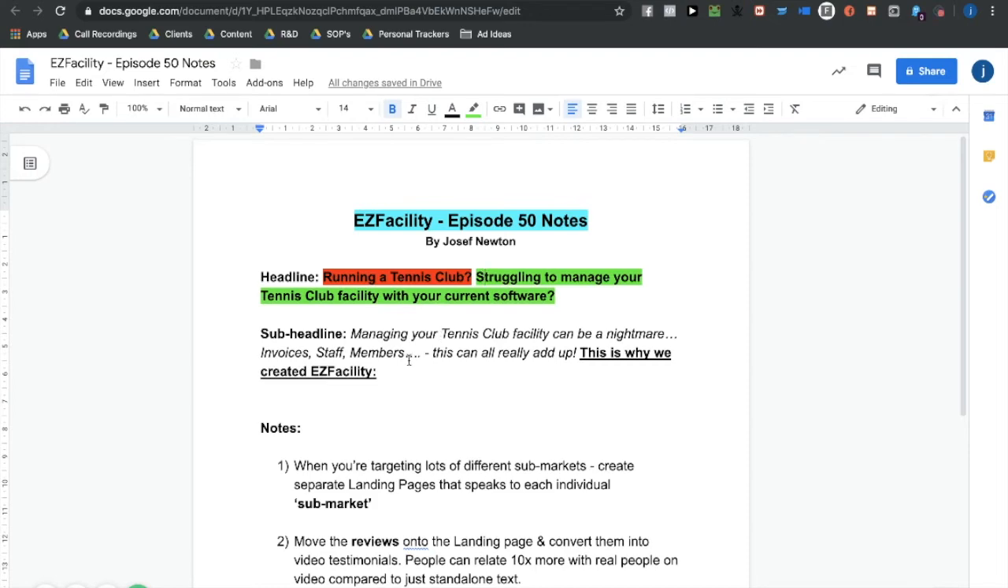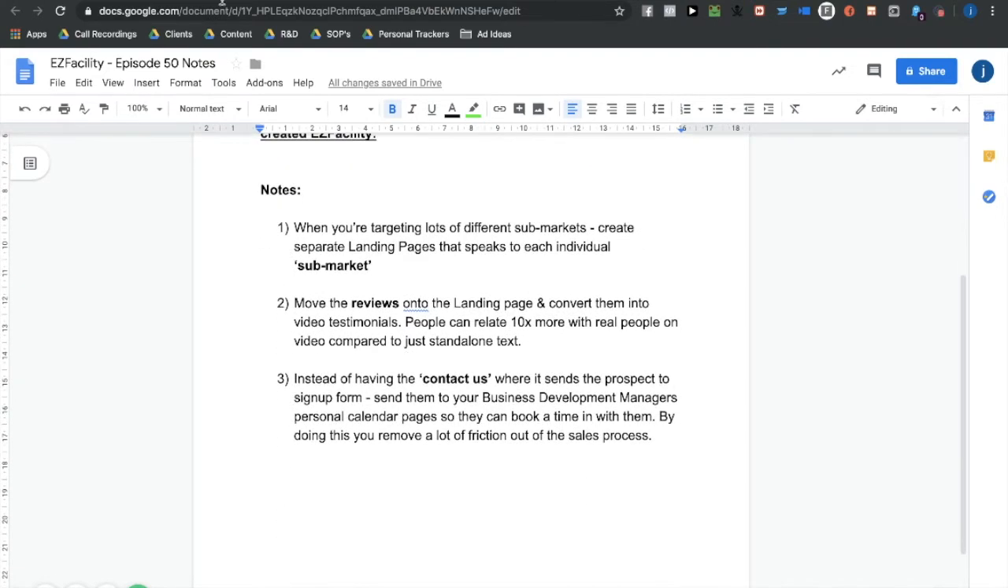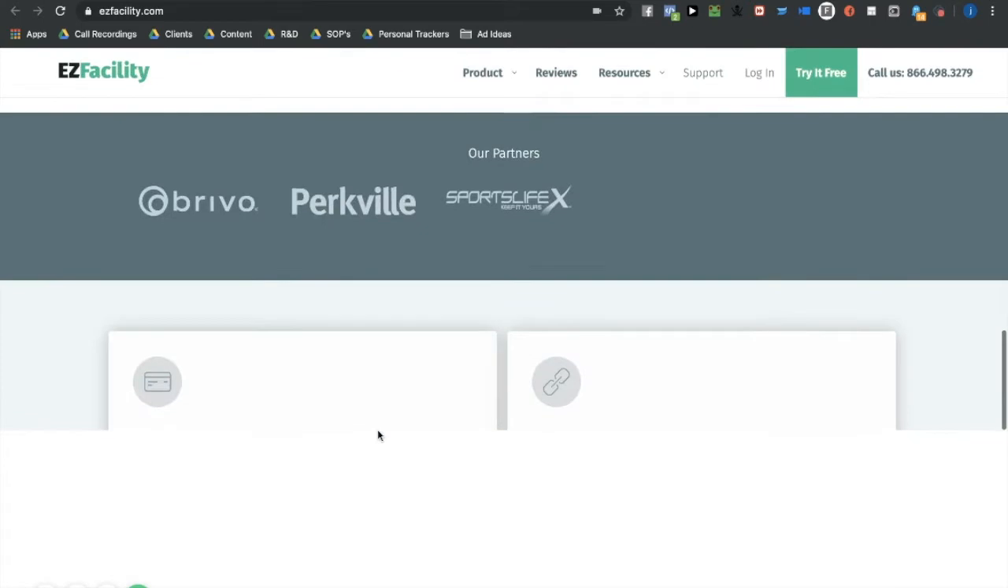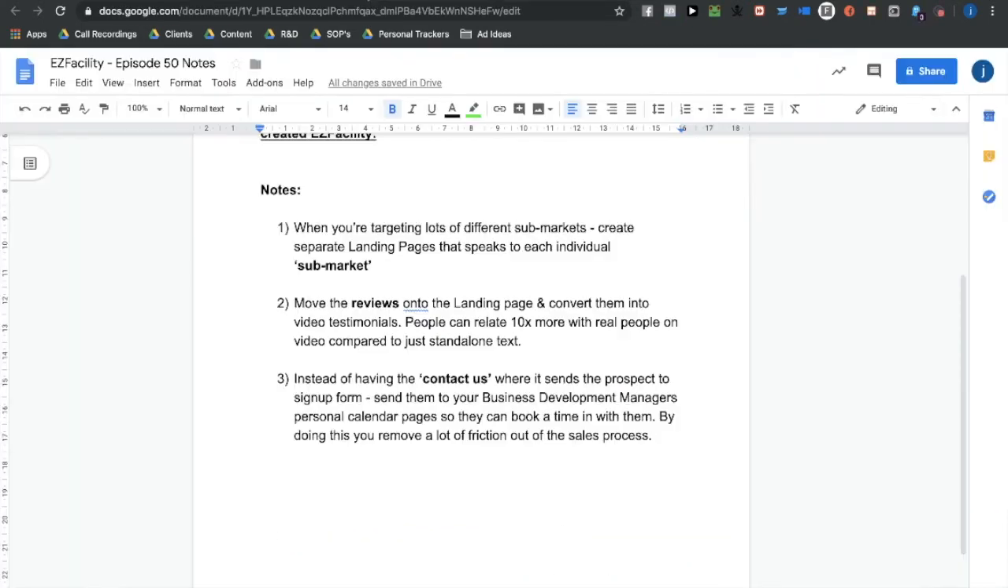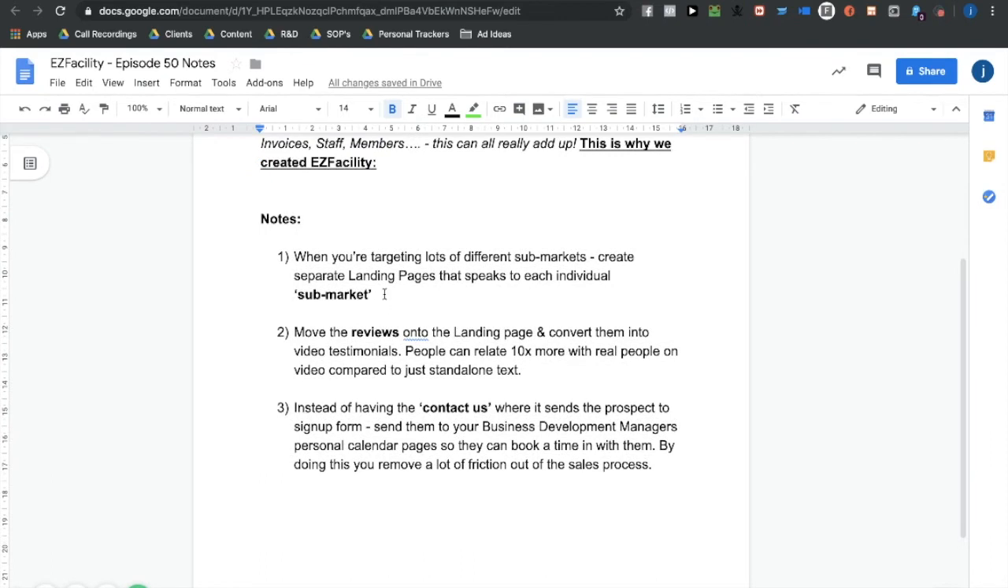Now, I'll come back to the subheadline, but I want to go through some of this stuff because I realize we've not got much time. So if I just quickly scroll down, I think I did make some notes. I'm going to run through these. Yeah, obviously I've made the point about targeting different submarkets.